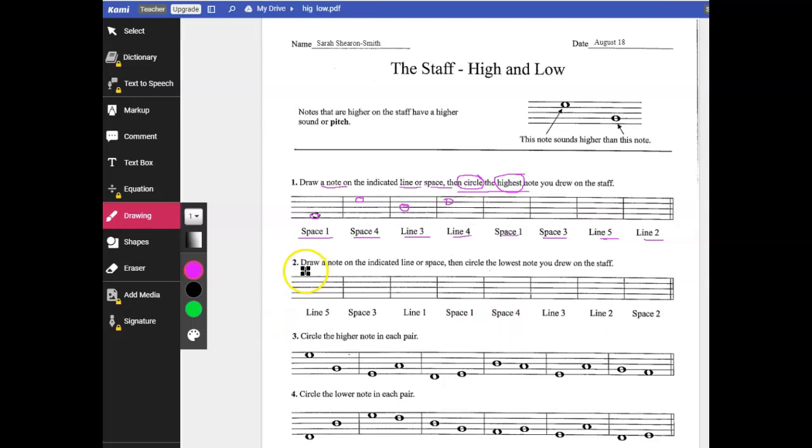Number 2 is you're going to do the same thing you did on line 1, except you're going to circle the lowest note that you drew on the staff. Again, you start from the very bottom. This would be line number 5. So 1, 2, 3, 4, 5, and draw a note. This would be a space, so it's in between the lines. 1, 2, and 3. Okay, now go ahead and pause, complete it, and again, do not forget that you have to circle the lowest note on the staff.